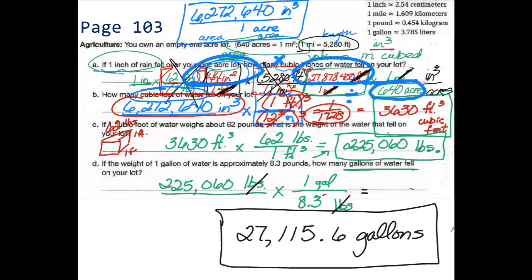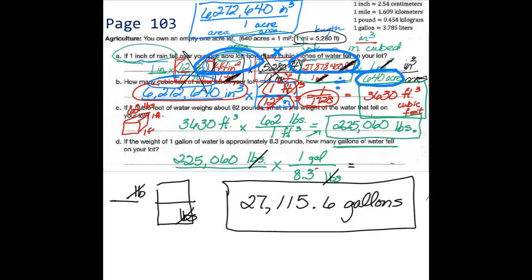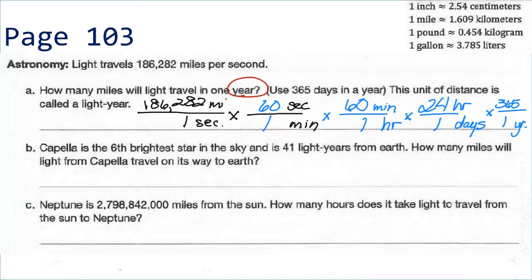All right. So do you see how you try to find an equivalent conversion which cancels out the same amounts on the top and the bottom? That's how you do it. Any questions about that second problem? All right, let's go to the last one on that page.